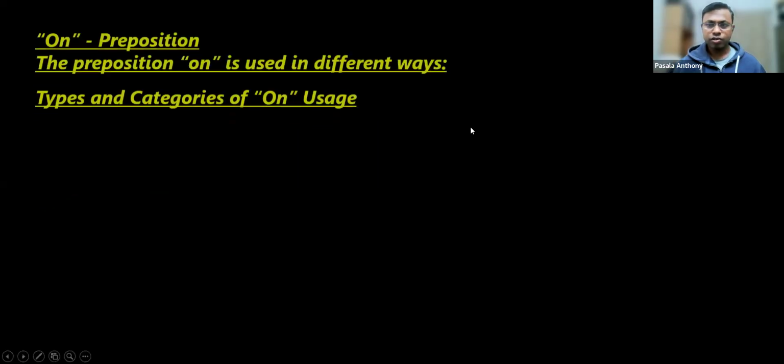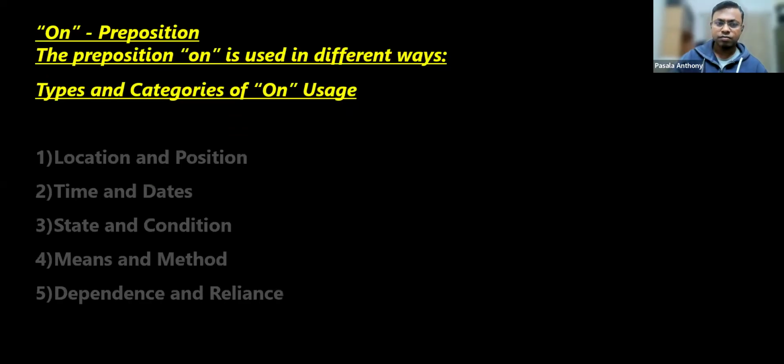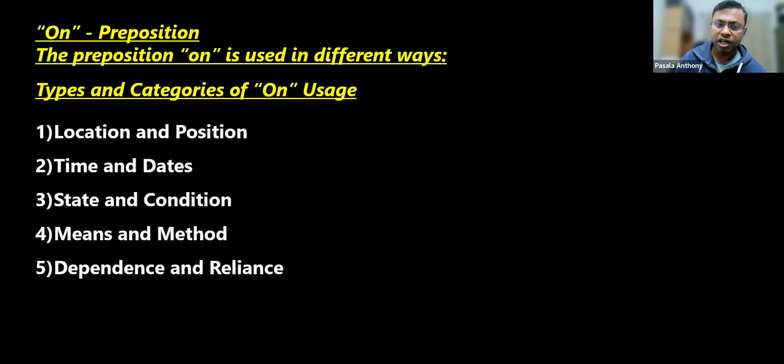So the topic today is very simple: the preposition "on", which is used in different ways. We'll see location and position, time, dates, state and condition, means and methods, dependence and reliance.